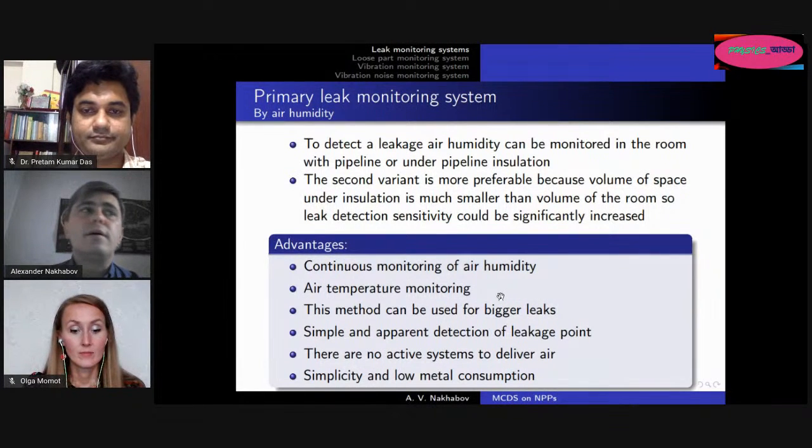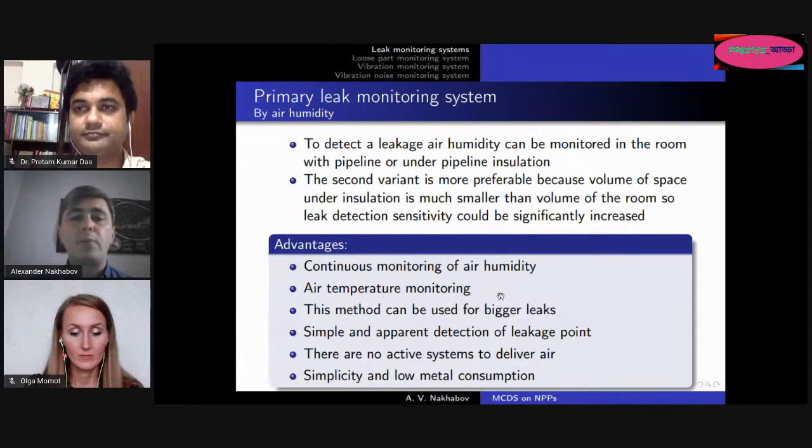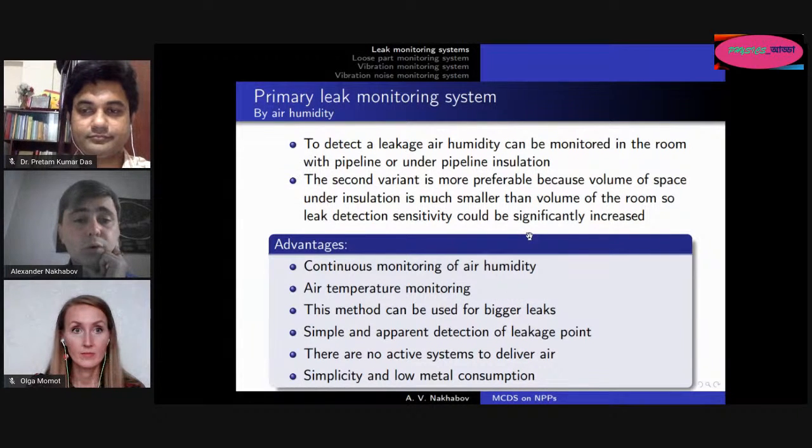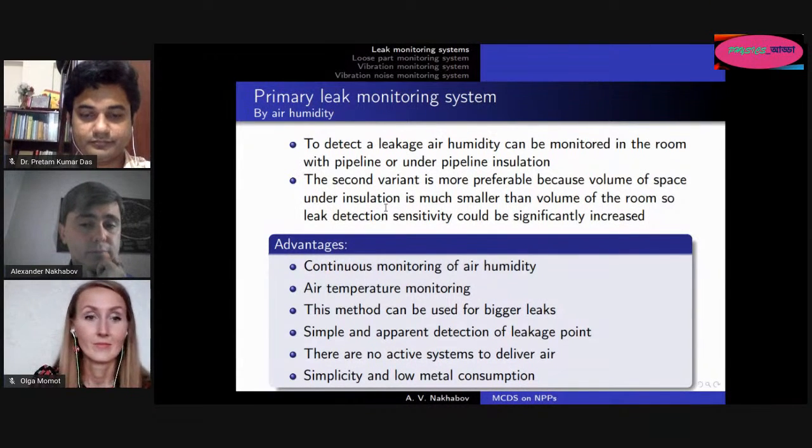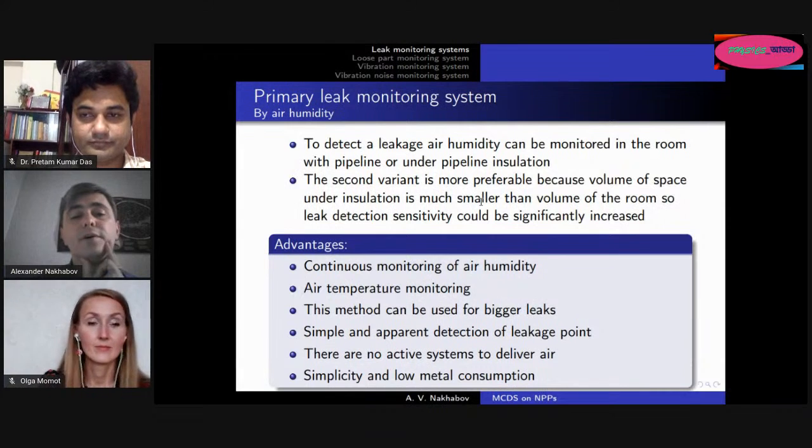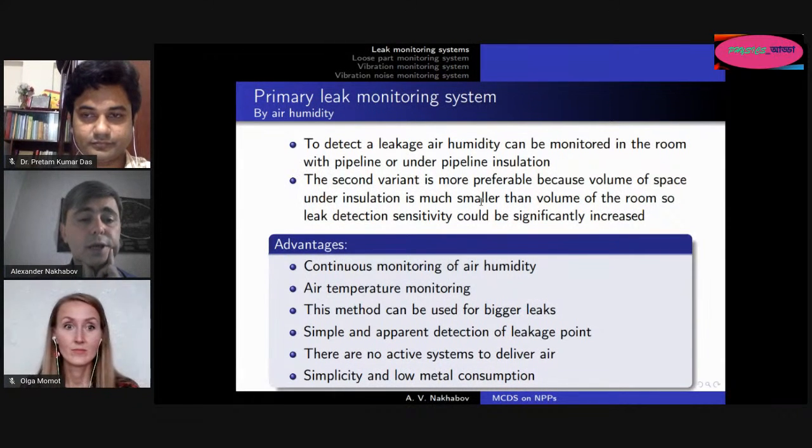After detection of leakage, of course we should say the approximate location of this crack, because after this we should provide some repair. So the detection of location is very important too. So in this way we can monitor in the room if the pipeline has no insulation, or under the pipeline insulation. And you see the second variant is more preferable, because it's more effective from the point of view of detection of leakage. So on this slide you see the advantages of this approach.